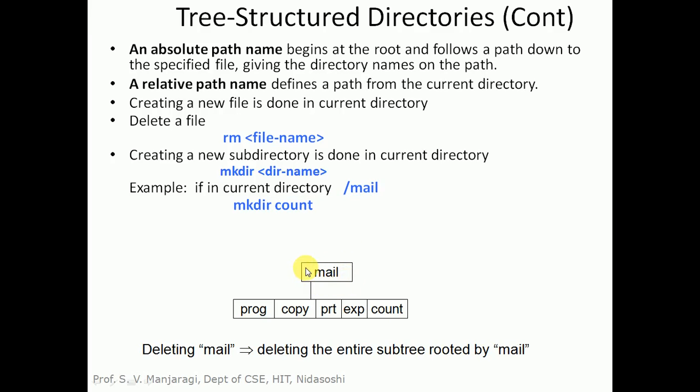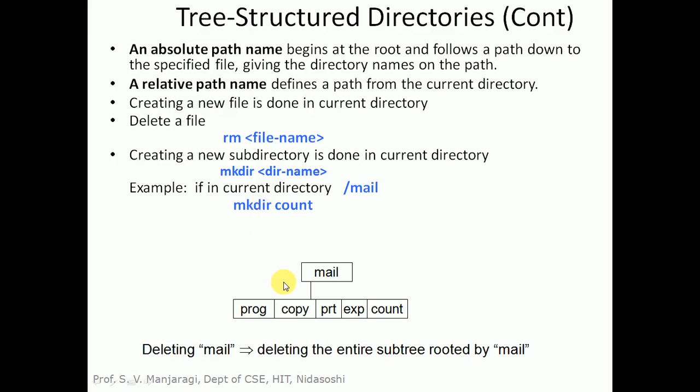So mail is basically the main directory. Under that we have different directories like proc, copy, prt, exp, count. So these are the subdirectories under mail. And if you delete mail, then the entire subtree rooted at mail will be deleted. So these are the subfolders or subdirectories under mail. If you delete mail, this entire tree will be deleted, including its subdirectories. Okay, a new subdirectory can be created using mkdir.